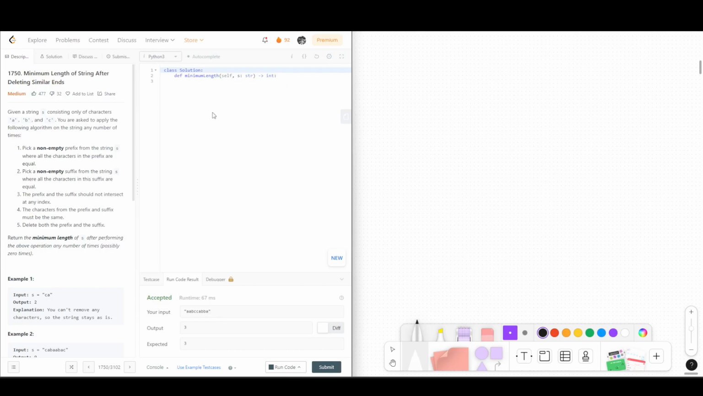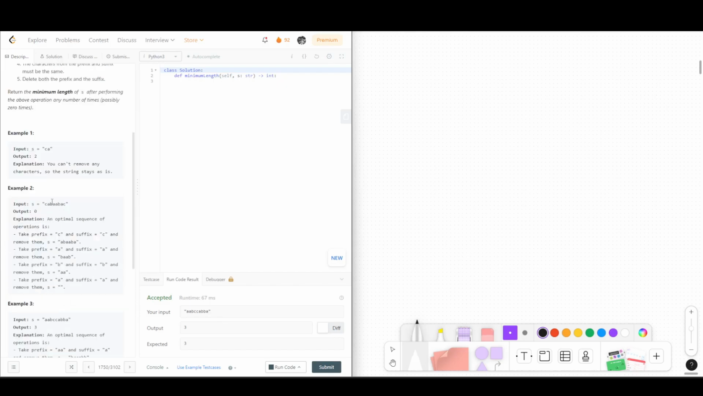What is the minimum length of string after deleting similar ends? Read the question. It will tell you to pick a non-empty prefix of string s where all the characters in the prefix are equal. Pick a non-empty suffix, etc. The prefix and suffix should not intersect at any index, which indicates two pointers. The characters from prefix and suffix must be the same. Yep. Delete both prefix and suffix, and then they give you these examples.